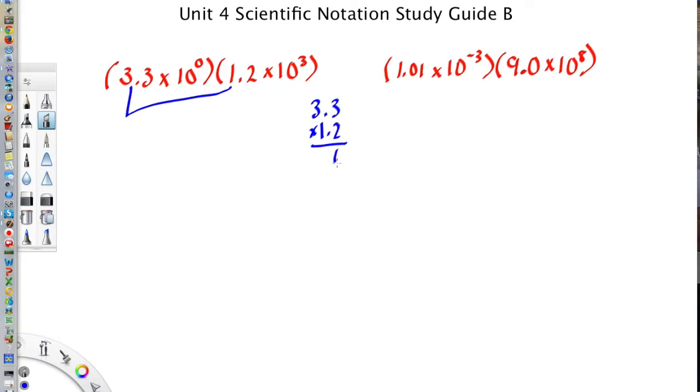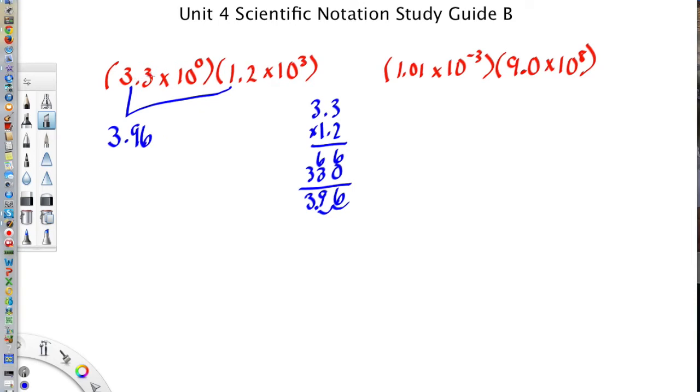2 times 3 is 6. Put a 0 as a placeholder. 1 times 3 is 3. We add this up. We get 6, 9, 3. And I have 2 decimal places in my problem, so I should have 2 in my answer. So it is 3 and 96 hundredths.